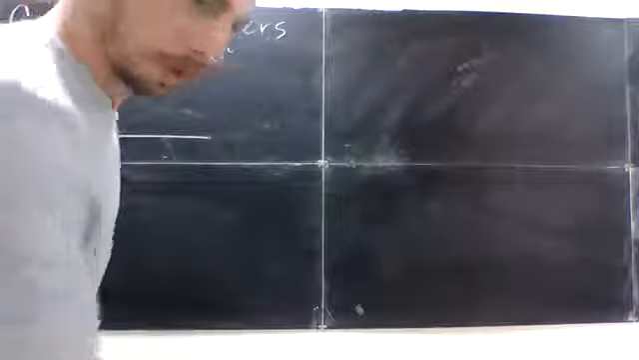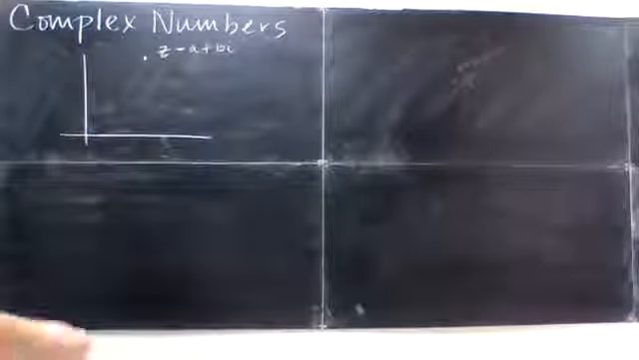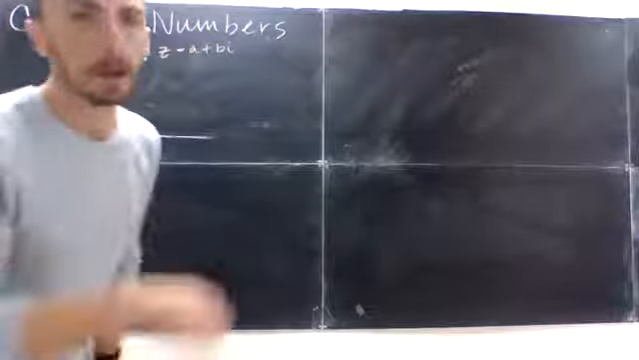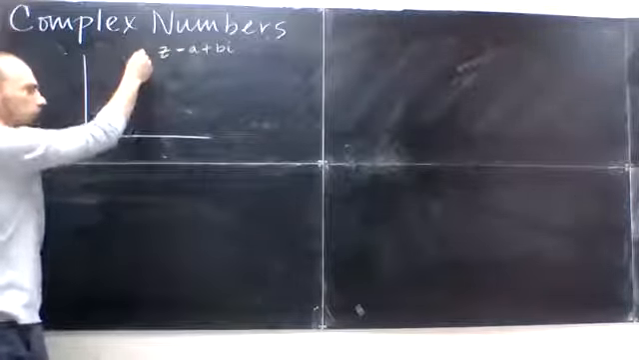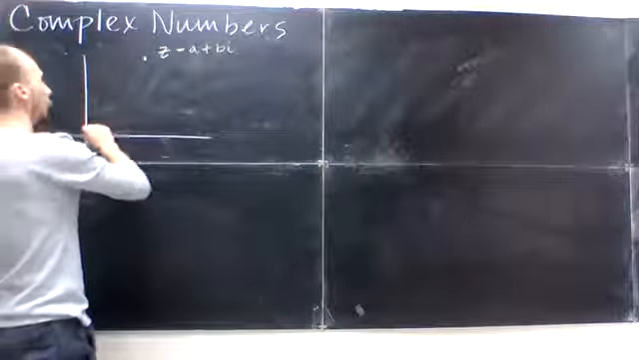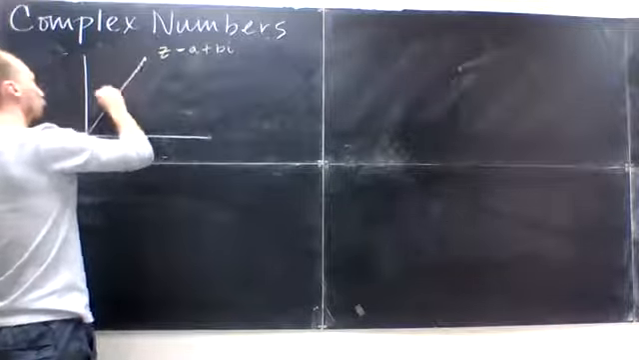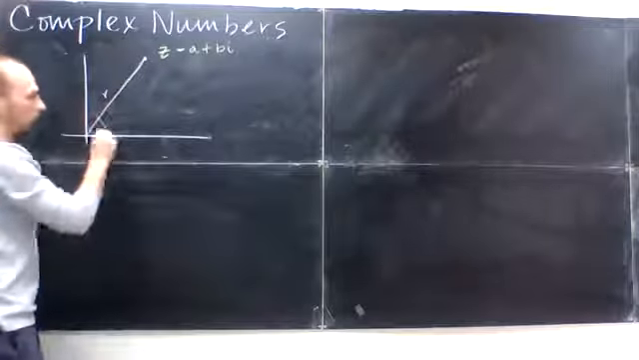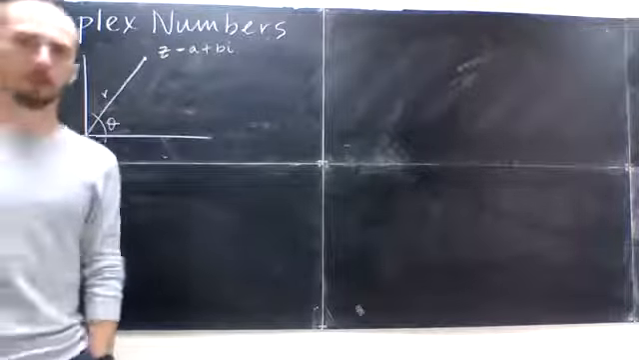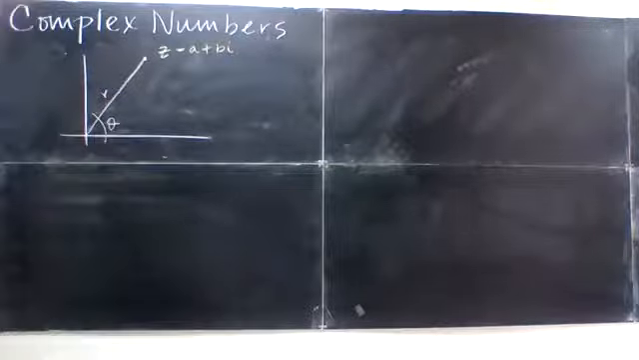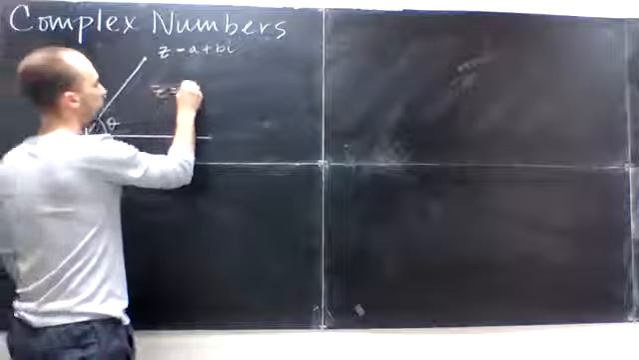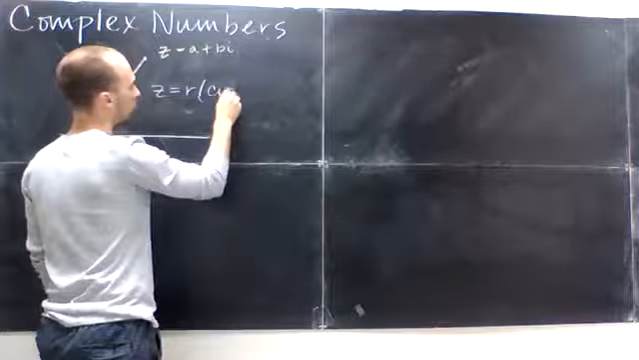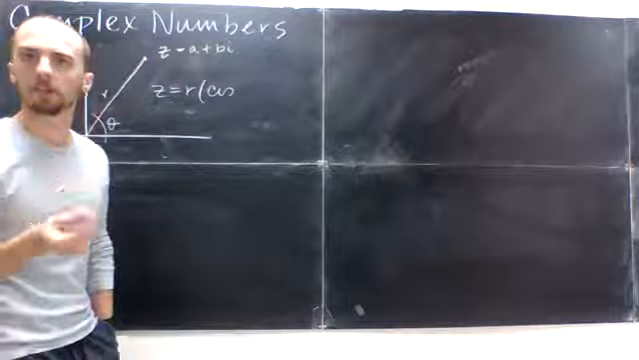Okay. Well, you remember polar coordinates from pre-cal and calculus. I can say that this is some distance away from the origin along some angle, right? So I can say that this is r units of distance away along some trajectory, theta radians above the horizontal, right? And so what I'm going to say is that I can also say that z is equal to r times cosine theta plus i sine theta, right?